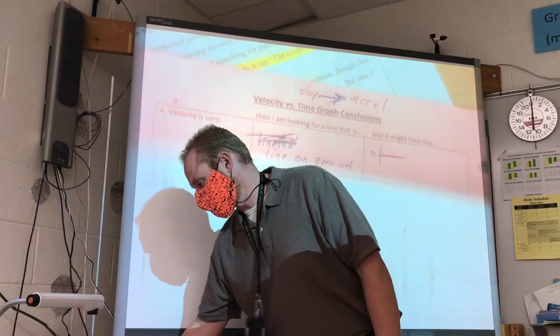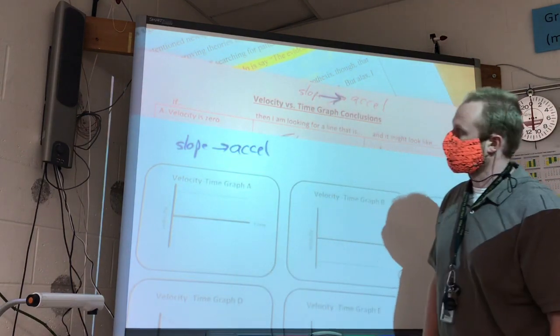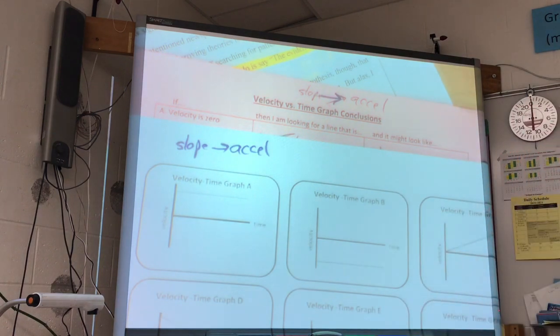Okay, now these are different. These are something that we call velocity versus time graphs. These are not position versus time. These are velocity versus time. It's a mental brain switch. You have to say slope means something different. You're looking for different things, but you can still come up with a lot of the same questions.